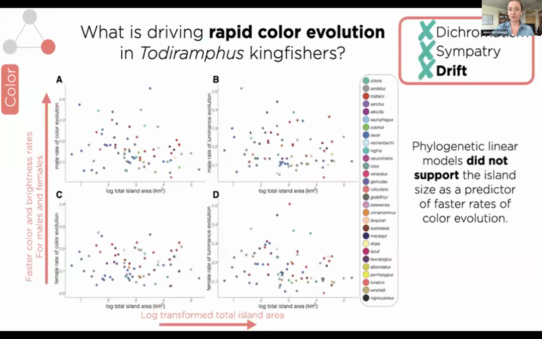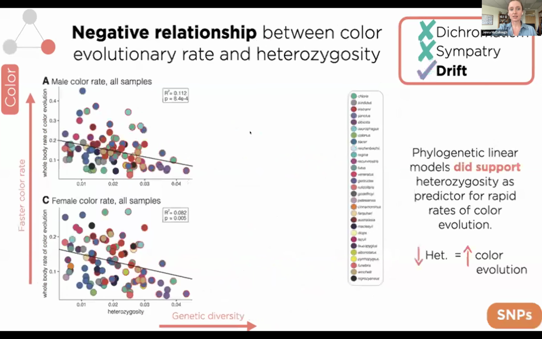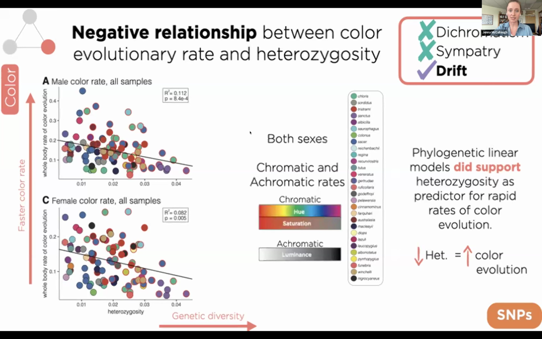To assess the role of drift, we used island size as a proxy for population size. However, this was also not supported as a predictor for rapid color evolution. However, island size is just one proxy for population size. When we used heterozygosity estimates from the resequenced genomes that I discussed earlier, linear models supported a statistically significant and negative relationship between the rate of color evolution and lower values of heterozygosity.